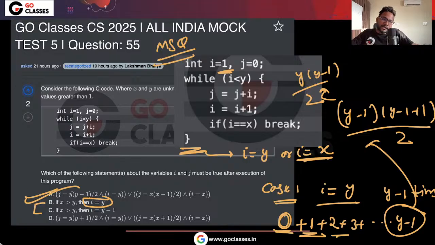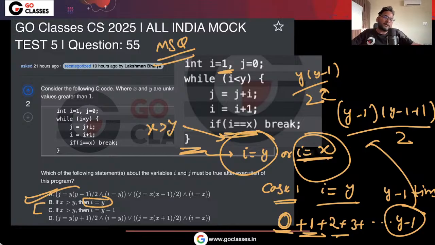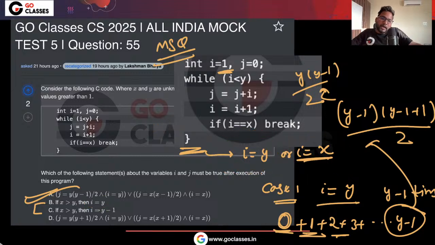Okay, see, either this will happen or this will happen. This will happen when x is too far, and this will happen when x is less than y. So basically they are saying, if x is greater than y, then i is actually y. We keep on talking about the same thing, right? i is actually y, not y minus 1. So that is why B is also correct. Okay, that was a nice question. I hope you understood.